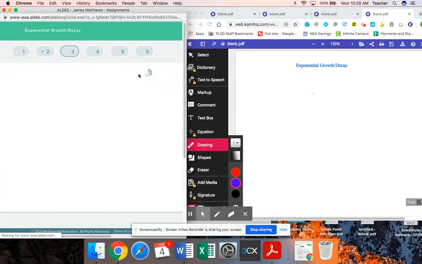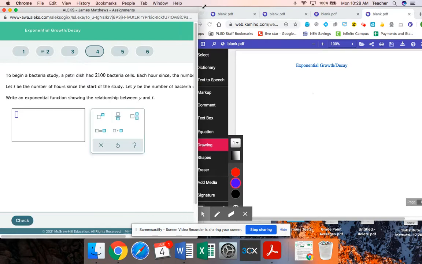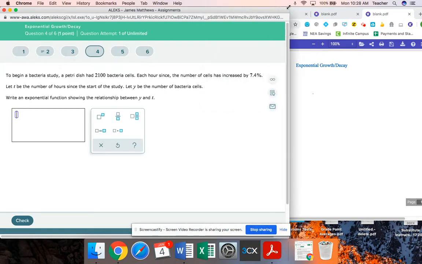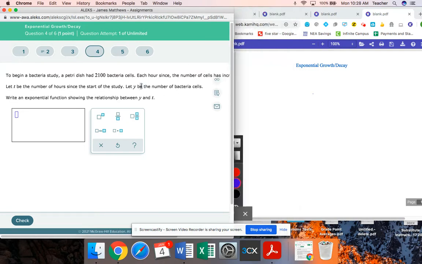I'm going to focus more on numbers 4, 5, and 6. They're all the same, but let me take a look here. If I read this, it says that to begin a bacteria study, a petri dish had 2,100 bacteria cells. Each hour since, the number of cells increased 7.4%. Let T be the number of hours since the start of the study. Let Y be the number of bacteria cells. I want to write an exponential function showing the relationship between Y and T.